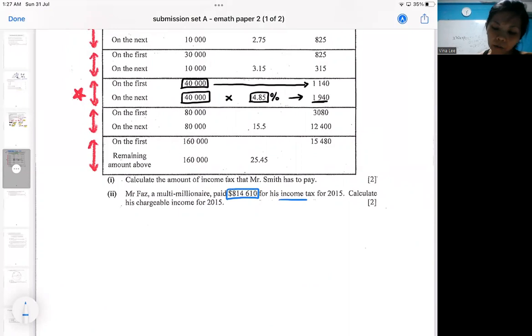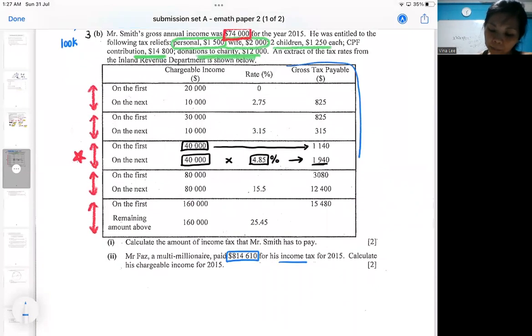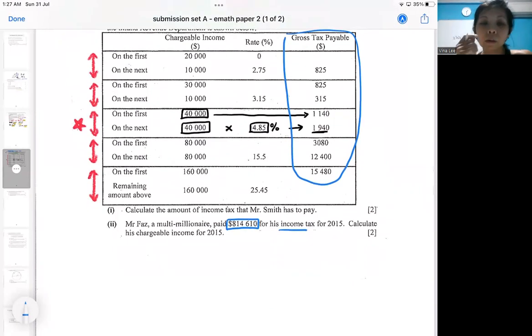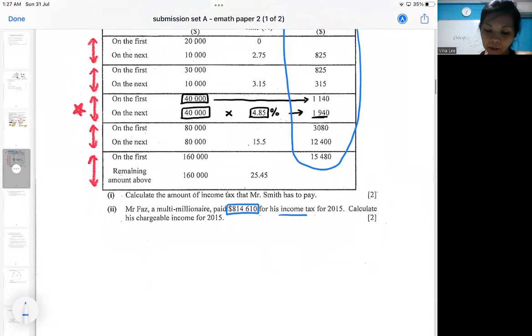So we have to work backwards based on the taxes column. If he paid so much in his income tax, that means the original amount is a lot. So again, are you going to split? Yes, you're going to split, because originally the tax comes from 2 brackets. So right now I'm going to do a backward split.